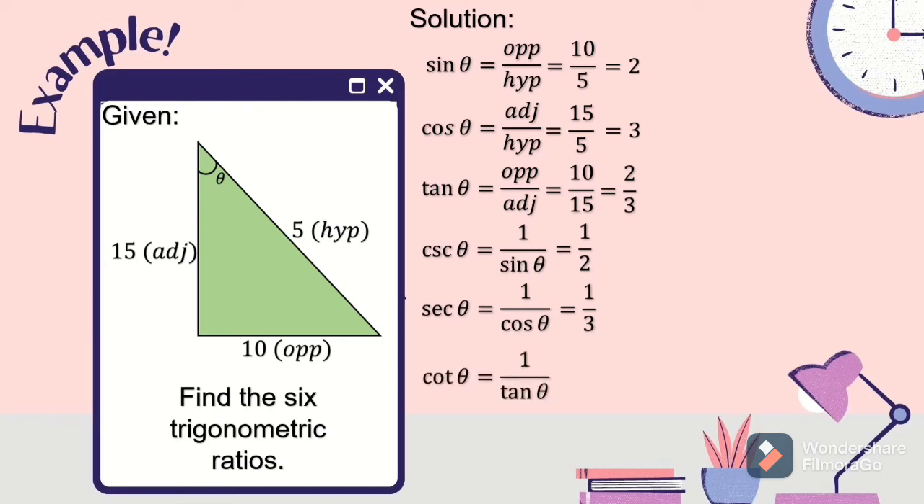Cotangent theta is equal to 1 all over tangent theta. Our tangent theta is 2/3. So that will be 1 over 2/3. And that is also equal to 1 over 1 multiplied to 3 over 2. 1 times 3 is 3. 1 times 2 is 2. So cotangent theta here is equal to 3/2 or 3 over 2.